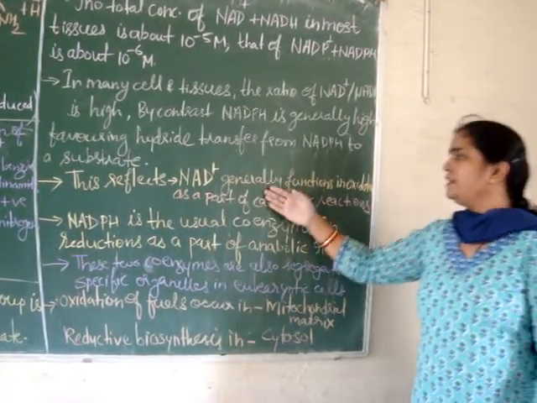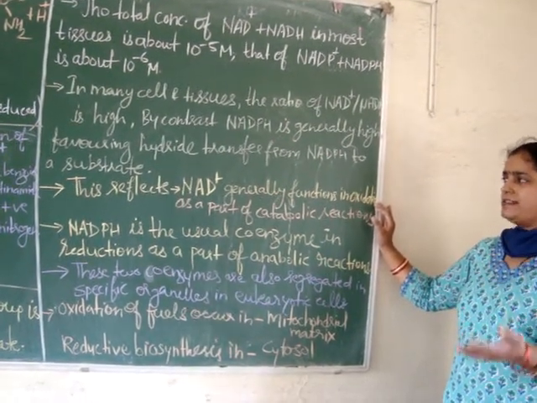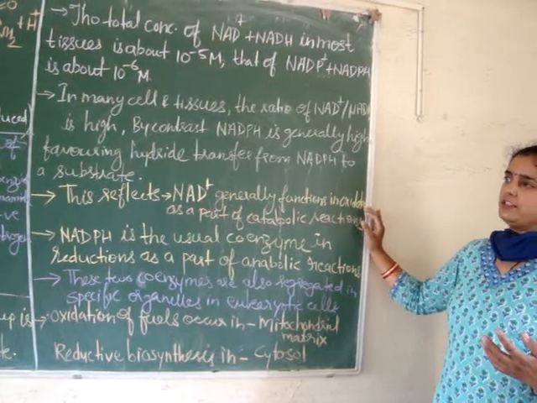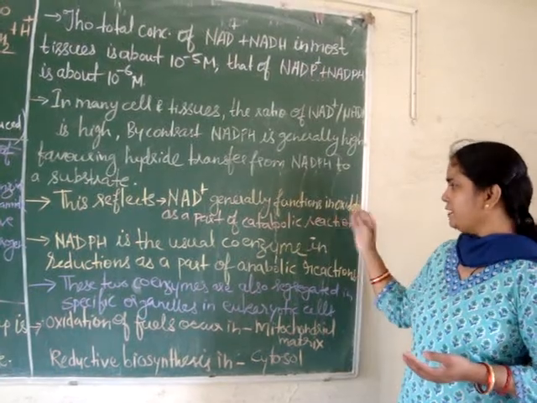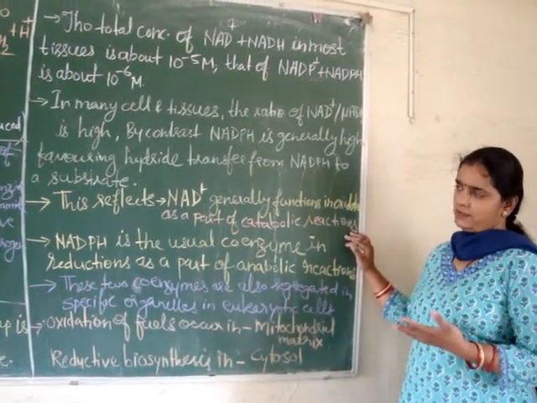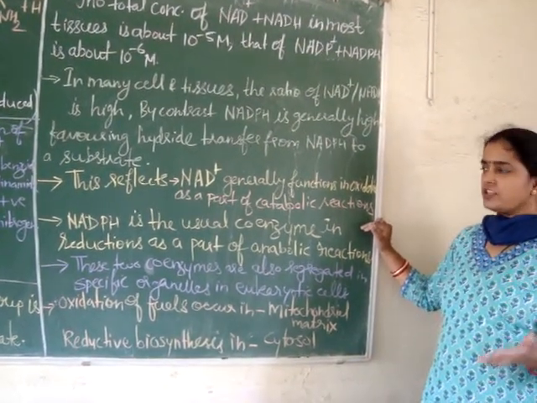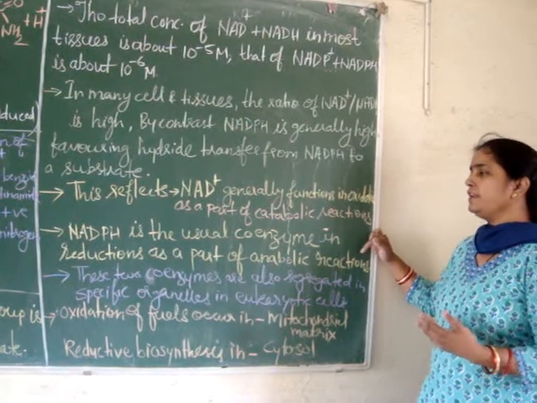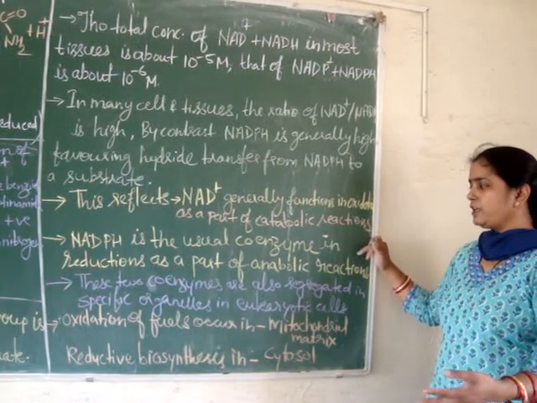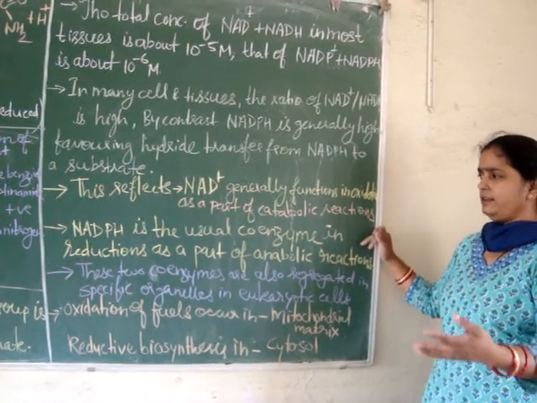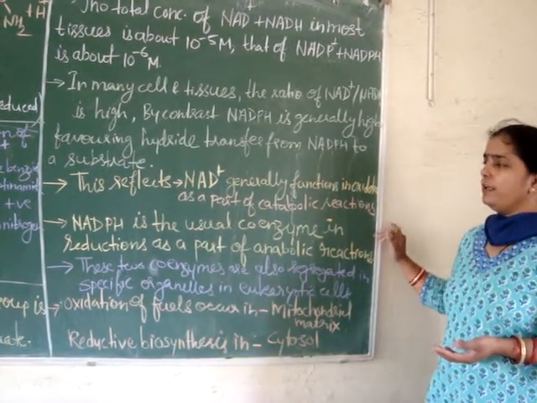This reflects that NAD plus generally functions in oxidation reactions, accepting electrons from the substrate during oxidation and being reduced to NADH, as part of catabolic reactions. Whereas NADPH is the usual coenzyme in reduction reactions as part of anabolic reactions, because in reduction reactions it donates electrons to the substrate, and there is synthesis of a molecule. That's why it takes part in anabolic reactions.